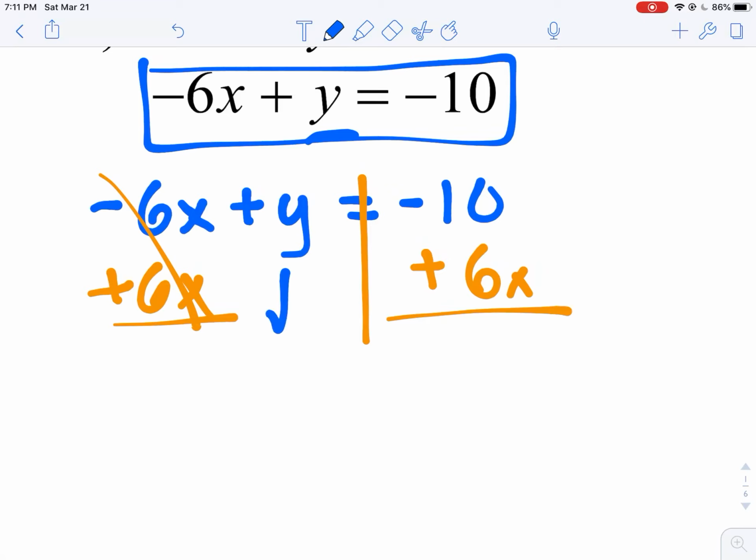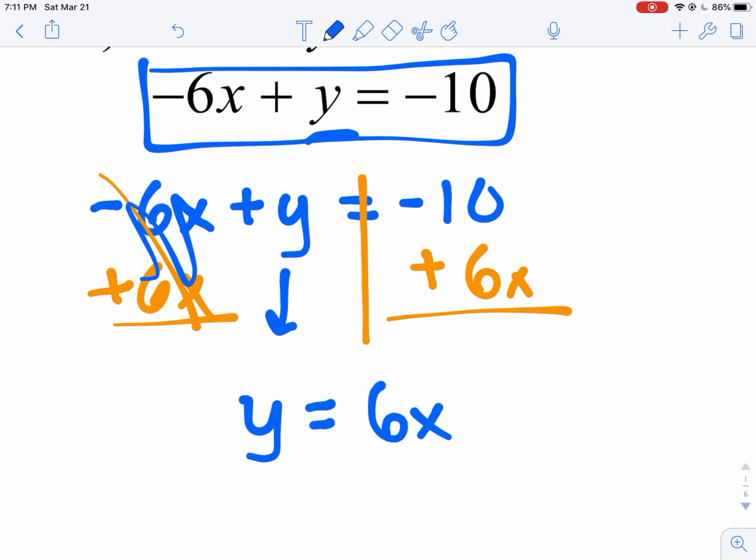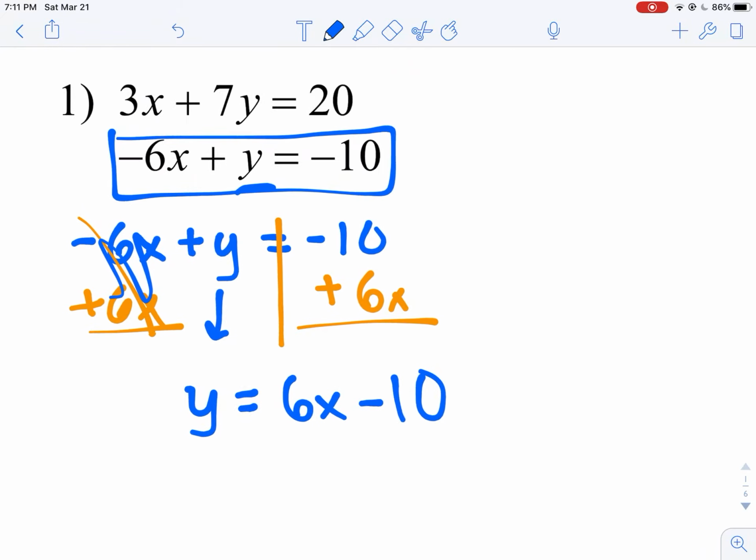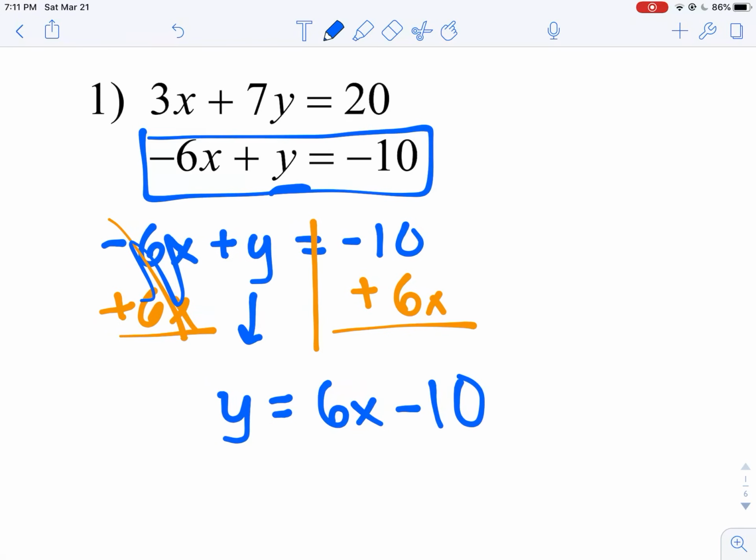So here's what it looks like. On the left side, I have just a y. This canceled. Equals. On this side, I have a positive 6x and a -10, and I write it like that. I would put the variable first. I don't like that 0. There we go. Okay. So now, what we're going to do here is going to be the same as 9.2.